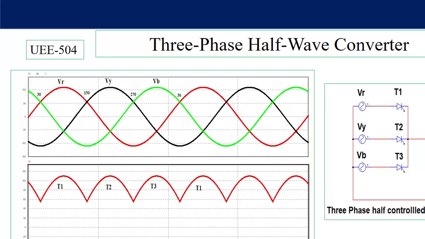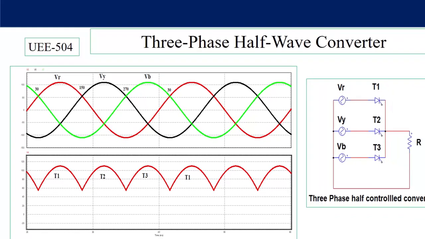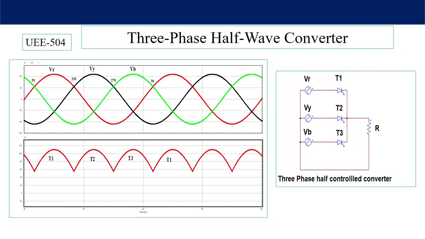So we can see that between 30 to 150, VR is maximum, so the corresponding thyristor T1 is on. From 150 to 270, thyristor T2, and 270 to 390, thyristor T3. Now you can see that in 360 degrees there are three output pulses of voltage across the resistance R. So this kind of converter is also known as a three-phase, three-pulse converter, and every thyristor conducts for 120 degrees.